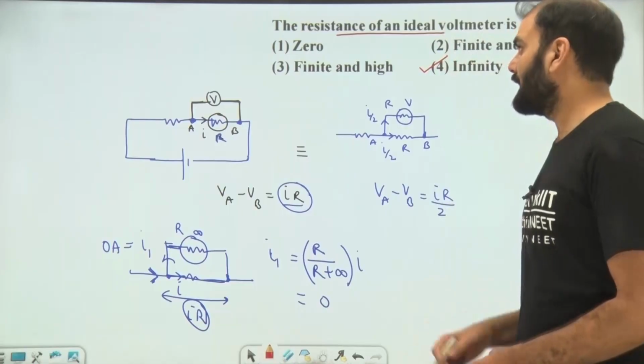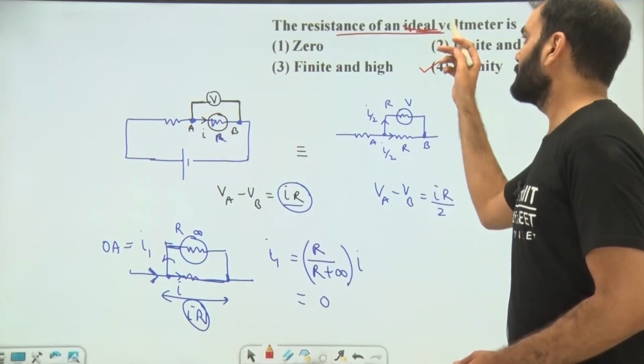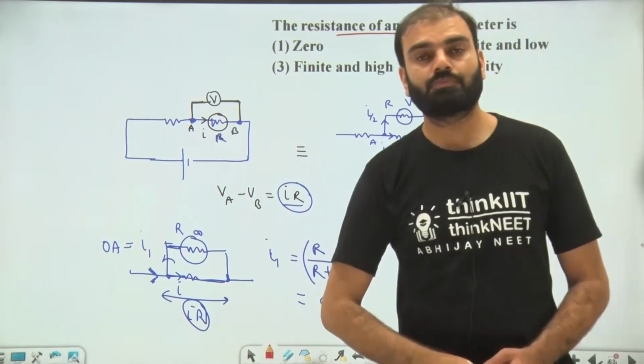So for an ideal voltmeter, that's the ideal condition. For an ideal voltmeter, the resistance should be infinity.